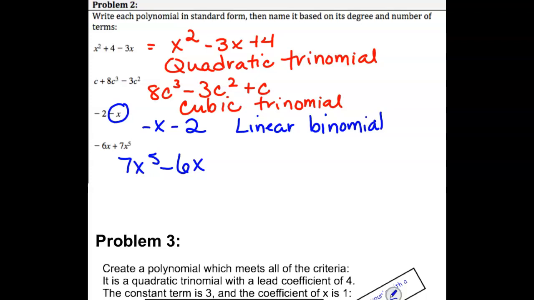What is the degree of 5? We didn't have a name for that, right? So we're going to say 5th degree, and then how many terms? So it's a 5th degree binomial. Okay? Questions about any of those?